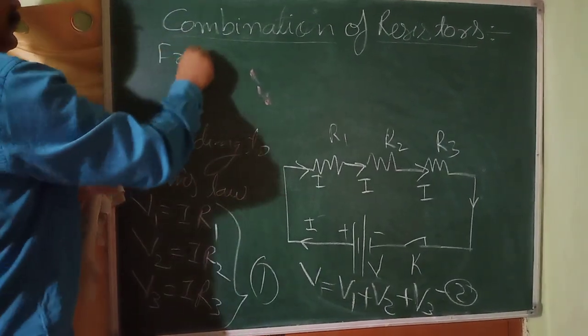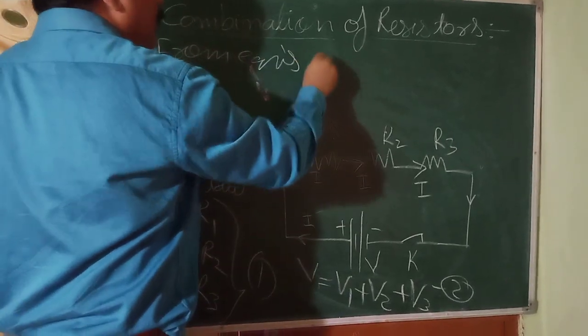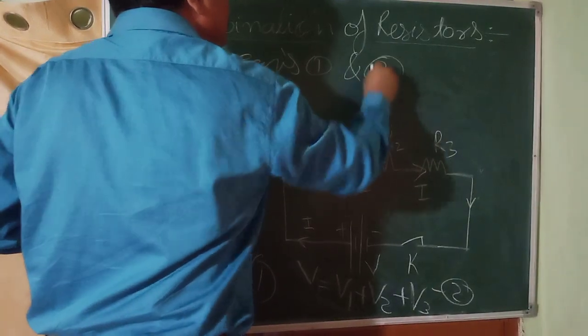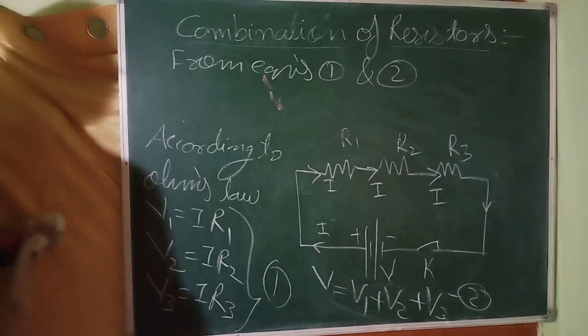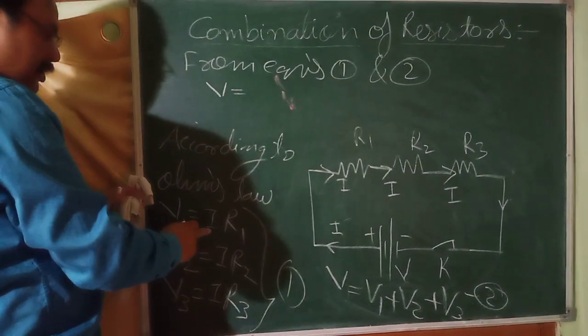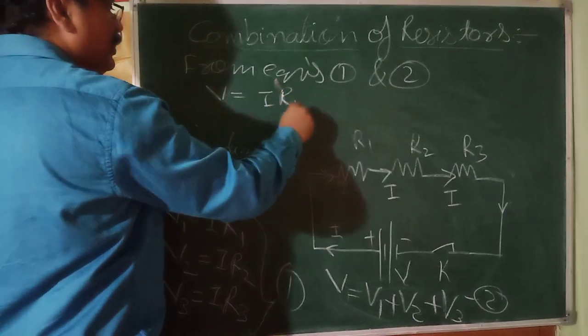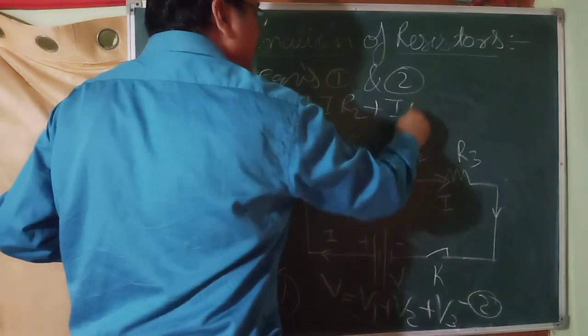From equations 1 and 2, what do we get? We have to put the values from equation 1 into 2. So we will get V is equal to, V1 is how much? IR1. V2 is IR2. And V3 is IR3.